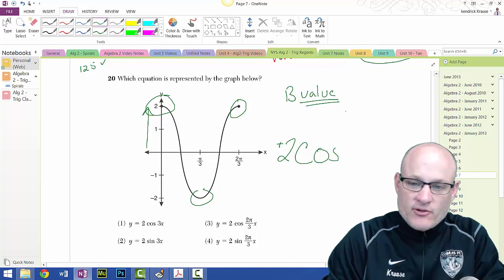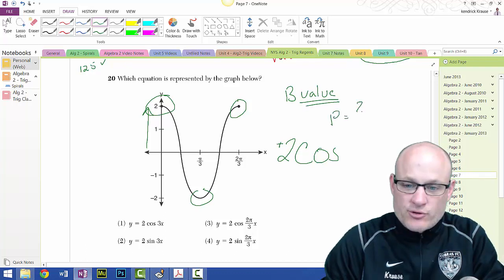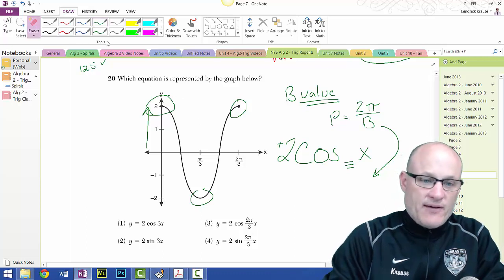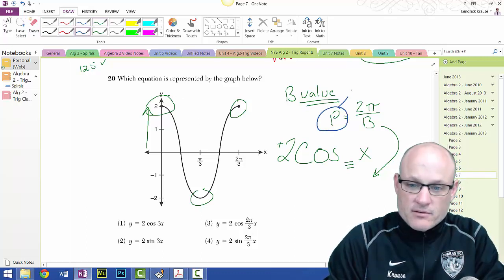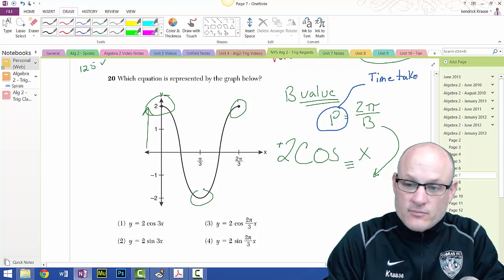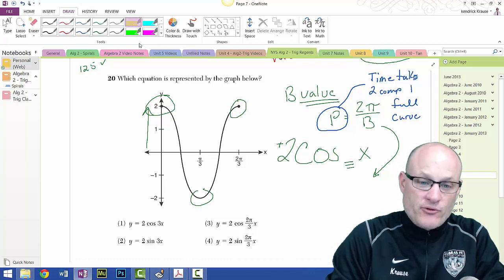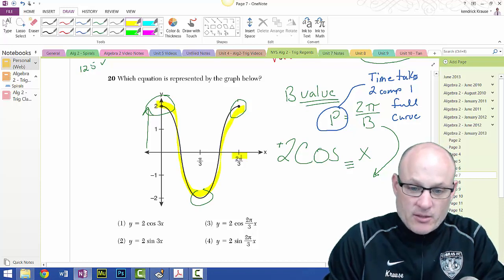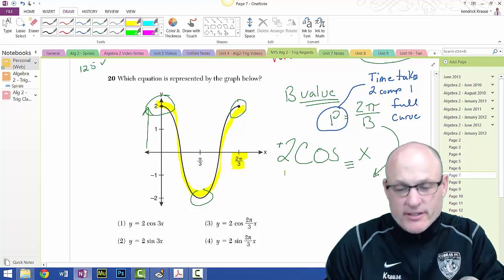So if you remember correctly, period is equal to 2 pi over B. So we need to figure out, we know we've got an x here, we just got to figure out what this B value is going to be. This math is a little bit tricky. Now you need to understand the definition of period is the time or distance or length it takes to complete one full curve. Well, I hope that you see that we have one full cosine curve, and it completed it in 2 pi over 3. So my period is 2 pi over 3.